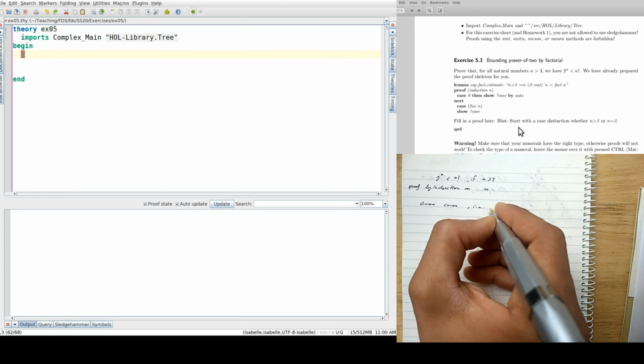So we can say on pen and paper, thus 2 to the n plus 1 is strictly smaller than n factorial plus n times n factorial. Now, from that, we can then show what we wanted to show.